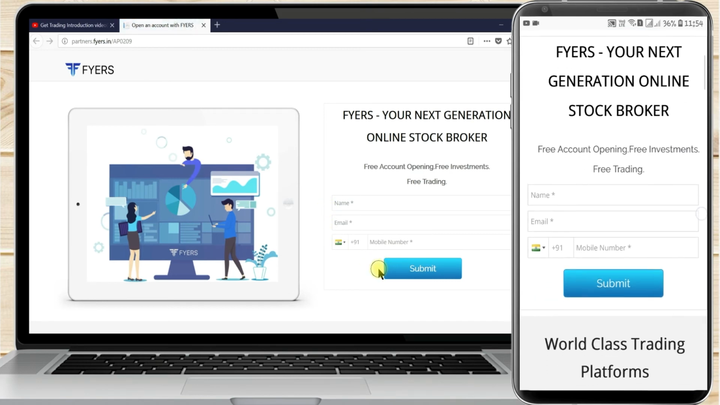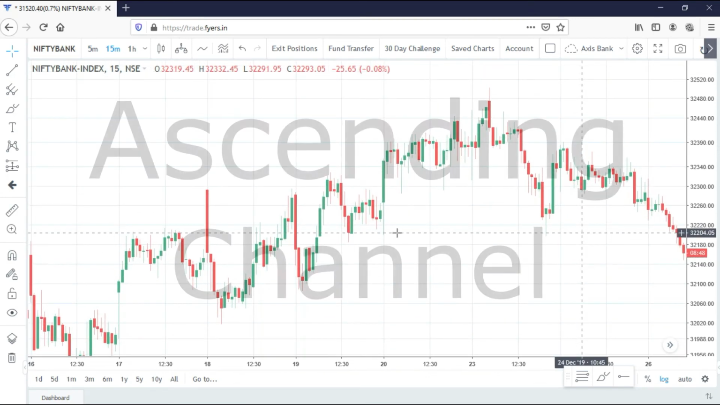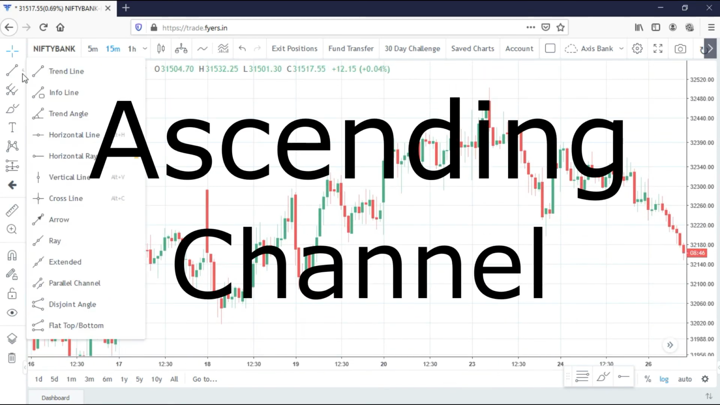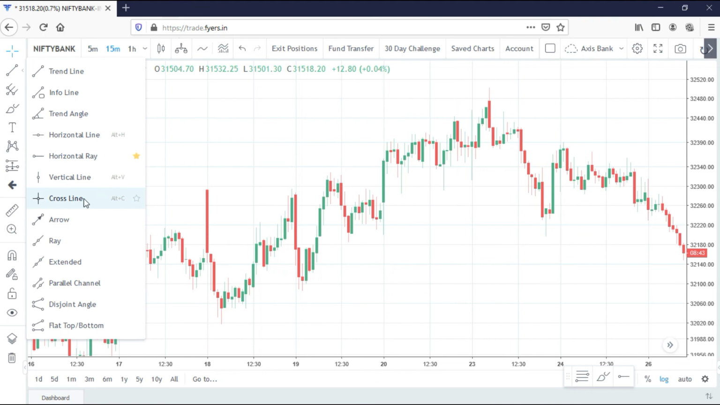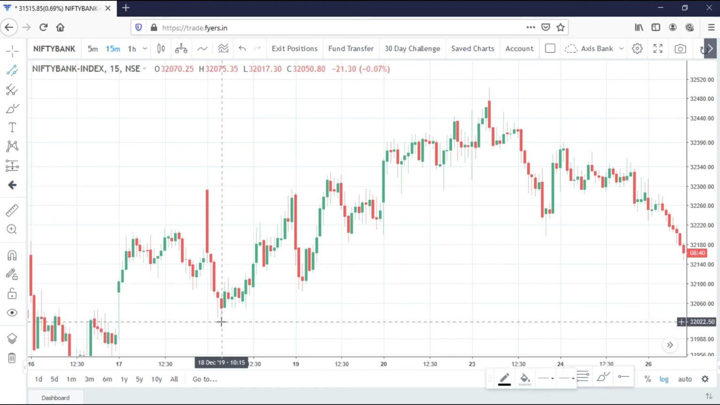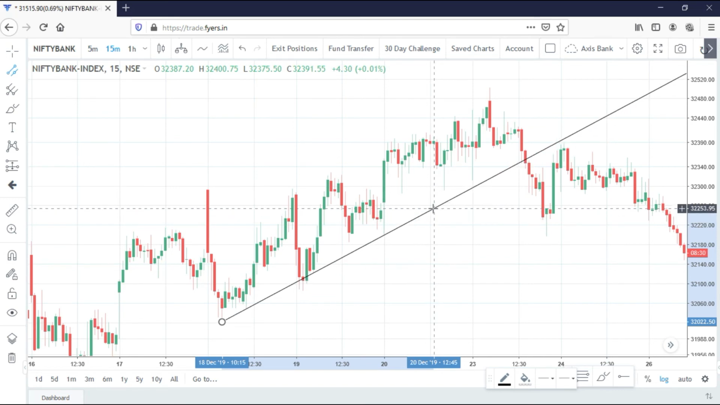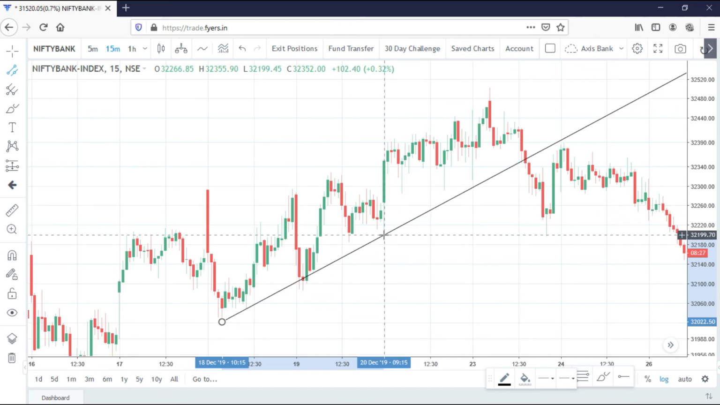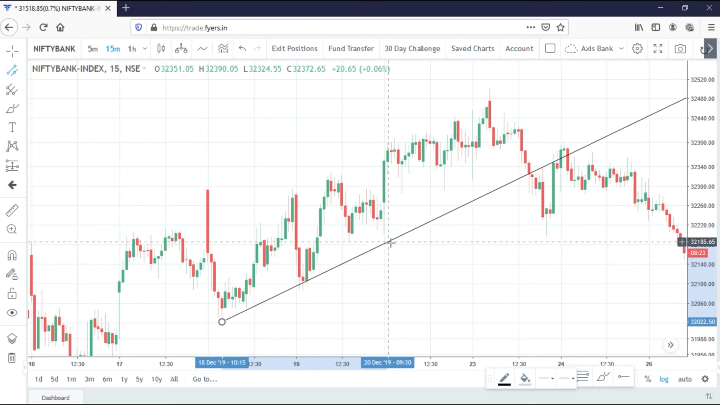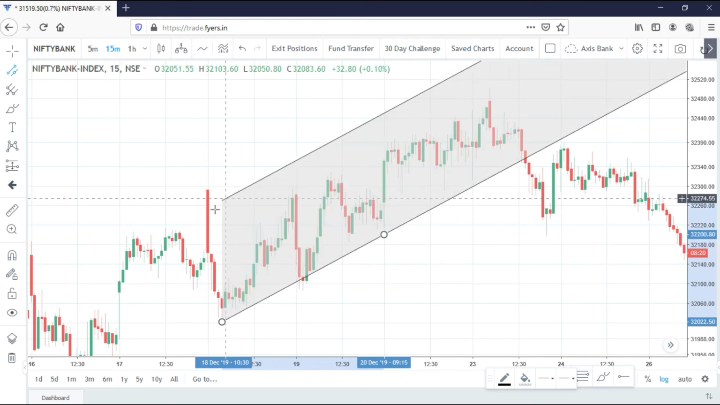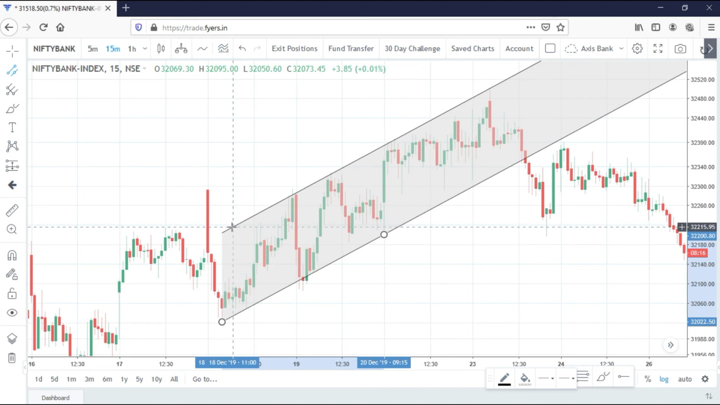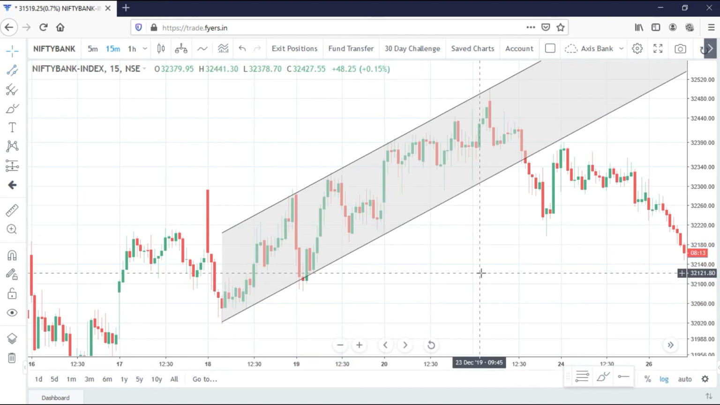Now, let us see an uptrend. 15 minutes chart on Nifty Bank. In an uptrend, the trend line will be the line connecting lows, the support line. Let us take a parallel channel tool and draw a line which connects the maximum lows. Let's settle it for here. Now, drag the mouse and click on the point where it connects the maximum highs. This is your ascending channel.